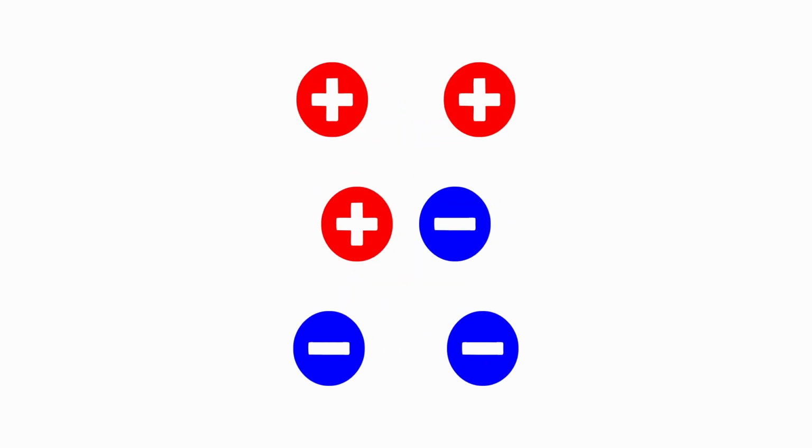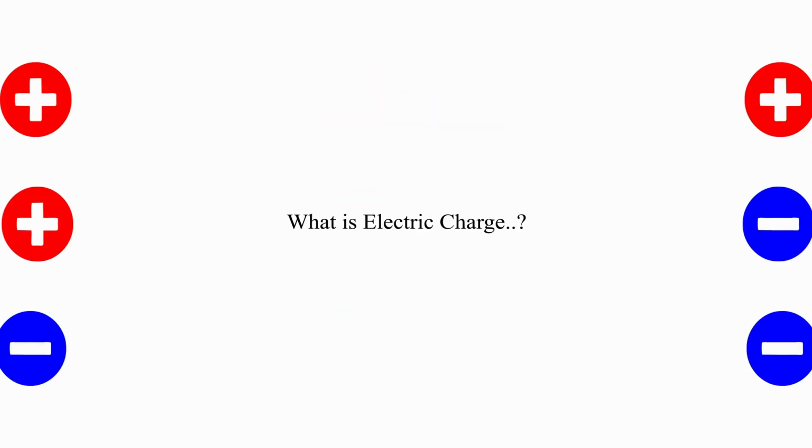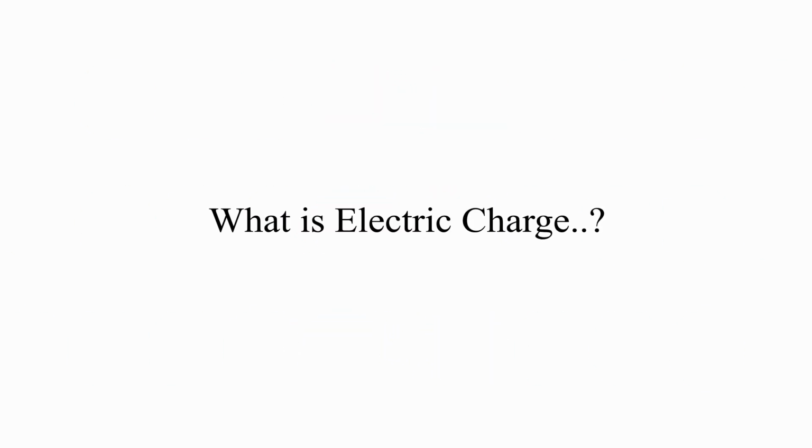Hello everyone, in this video let's try to understand what is electricity. Electricity is interaction between charges in motion, or motion of electric charges. What is electric charge? To understand this, let's take an atom.